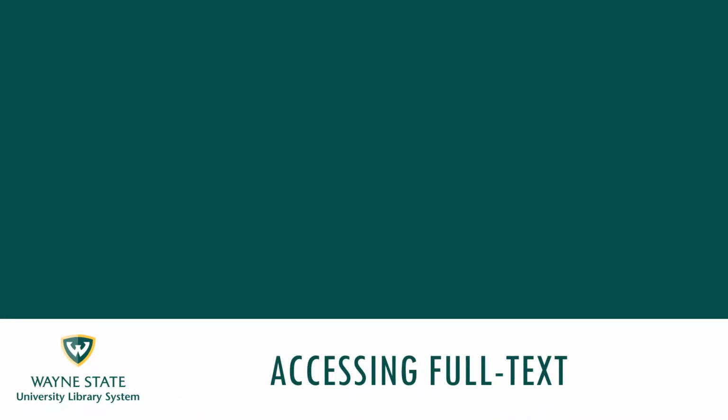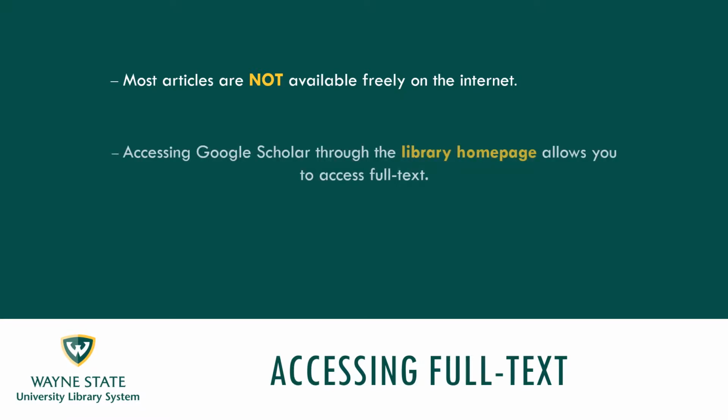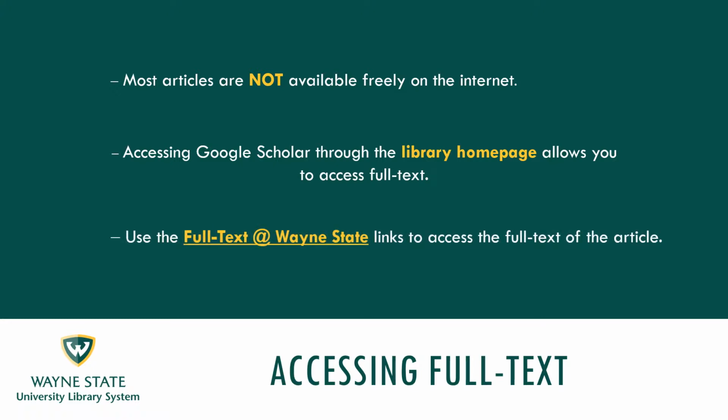Before we review how to access full-text articles, here are some things you need to know. Most of the articles you will locate through Google Scholar are not freely available through the Internet. Accessing Google Scholar through the library homepage identifies you as a Wayne State affiliate and allows you to access materials through the Wayne State Library system. Use the full text at Wayne State links to access the article. Do not click on the article title if this link is available. Clicking the full text at Wayne State link will take you directly to the article or show you options to access it.